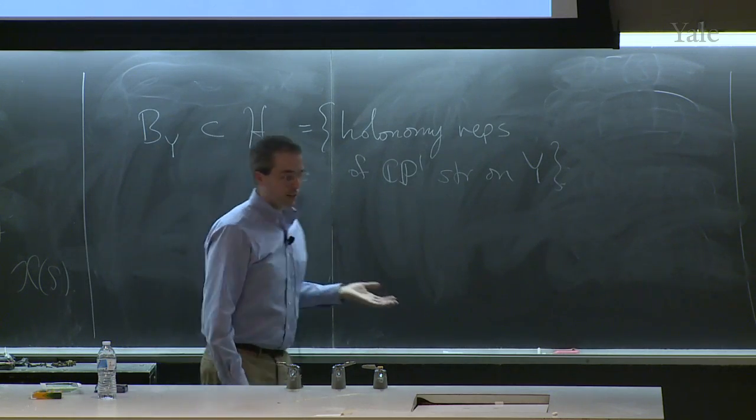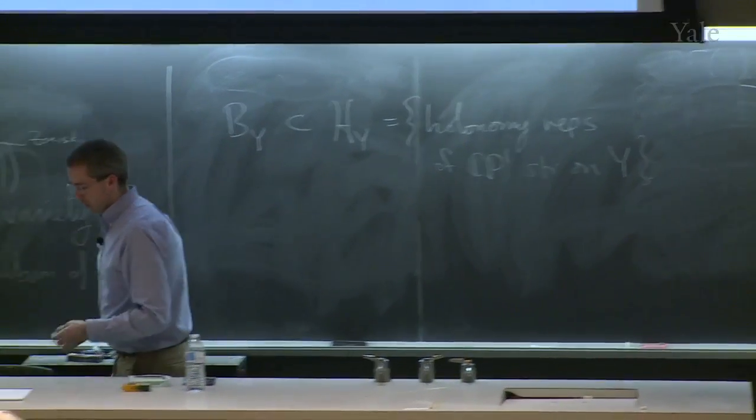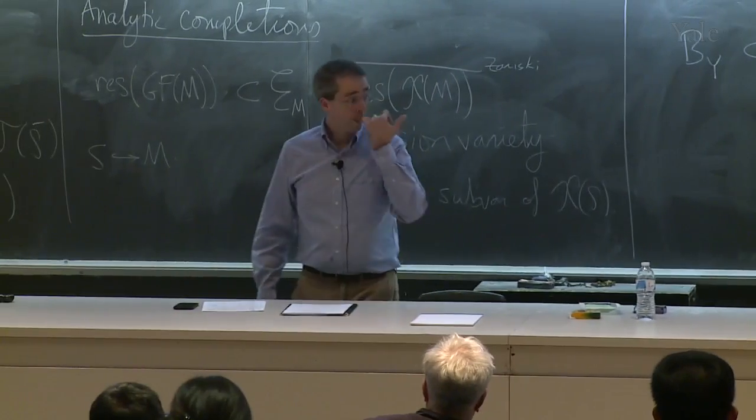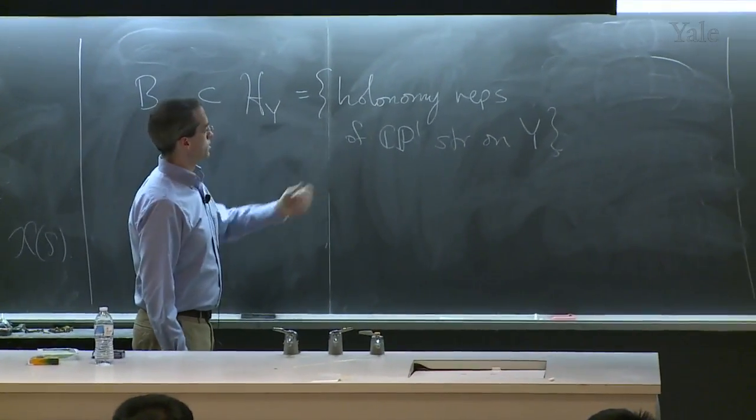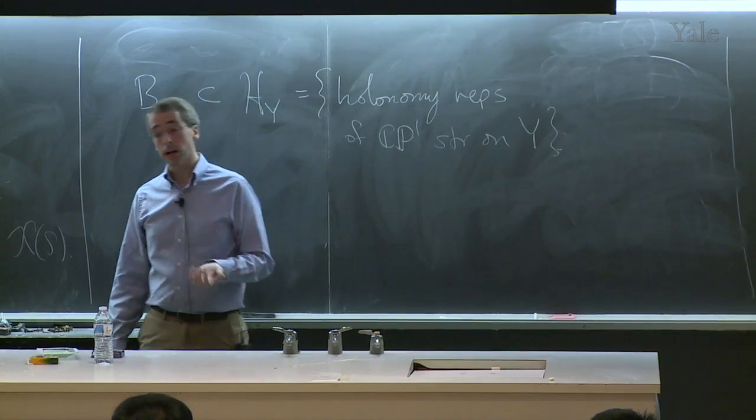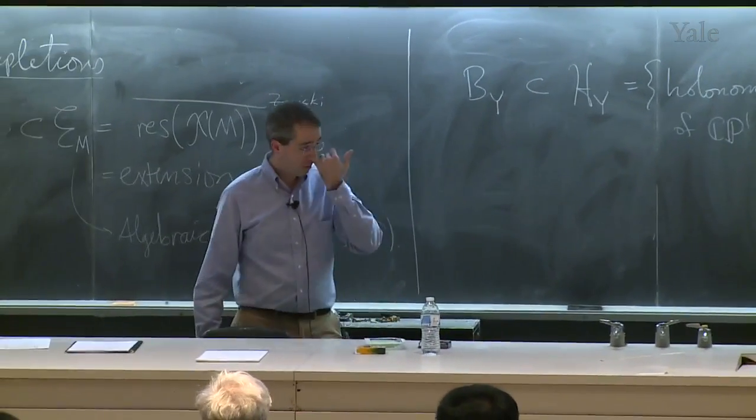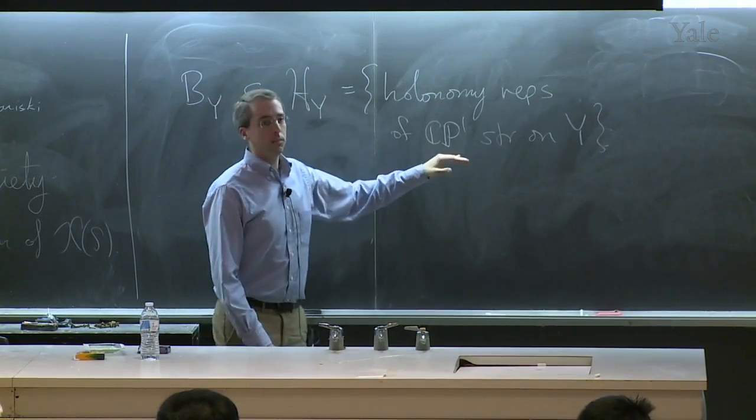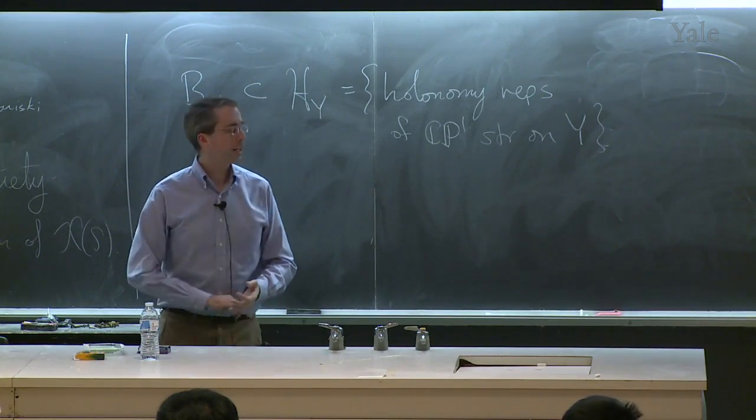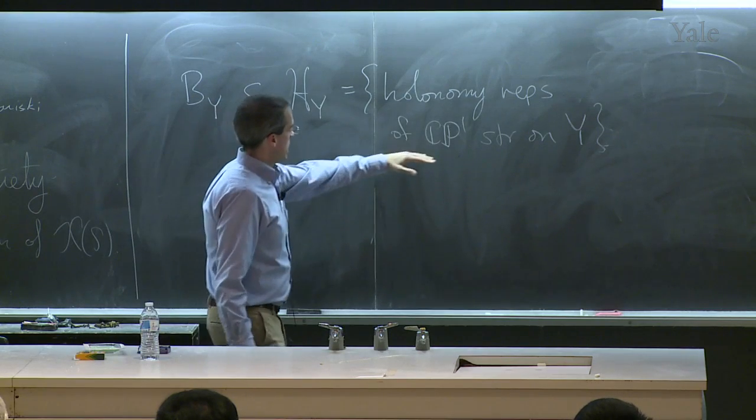What is a complex projective structure on Y? Well, let me tell you one way that you can get one. If you have a domain in the plane or in CP1, and if that domain is acted on by a group of Mobius transformations, freely and properly discontinuously, then the quotient has a natural complex projective structure. You could take that almost as a definition.